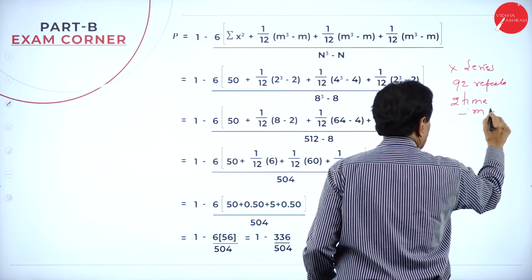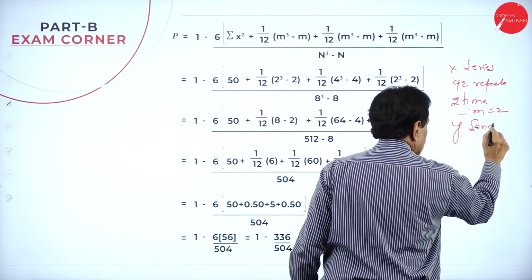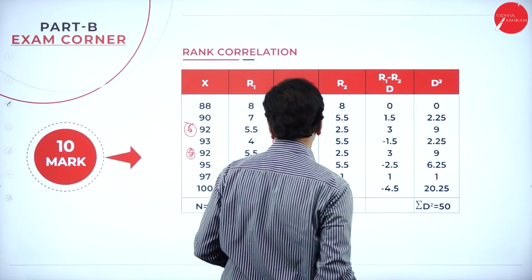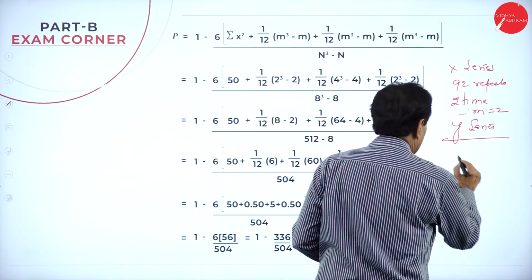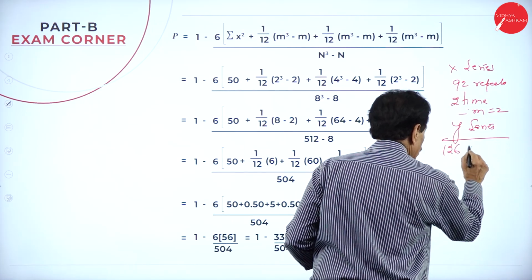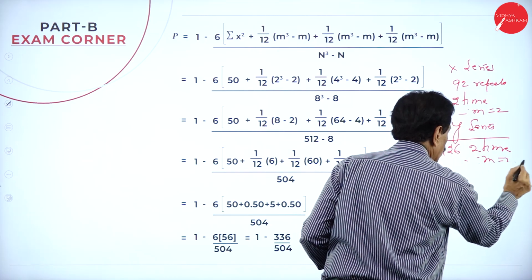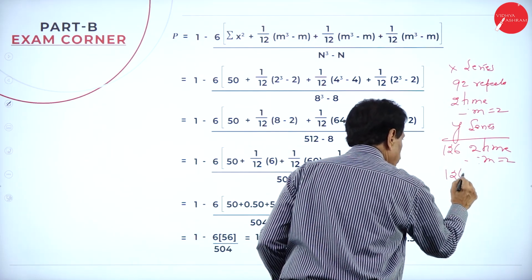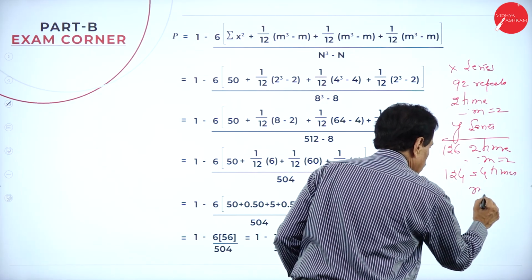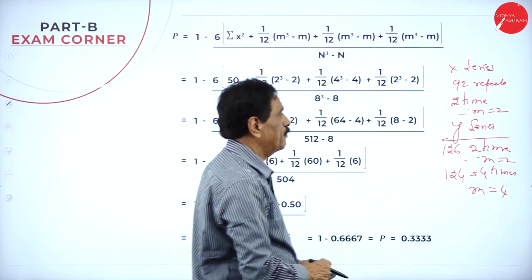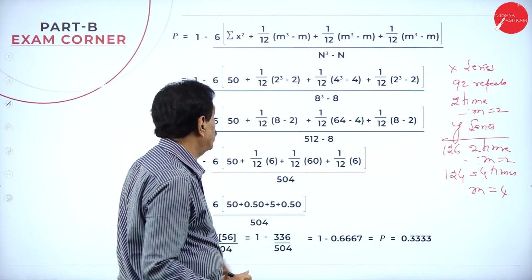Therefore, M is equal to 2. In the Y series, come back here, first one, 126 repeats 2 times. Therefore, M is equal to 2. 124 repeats 4 times. Therefore, M is equal to 4. Carefully you have to write. So, X series 1 time, Y series 2 times you have to write.